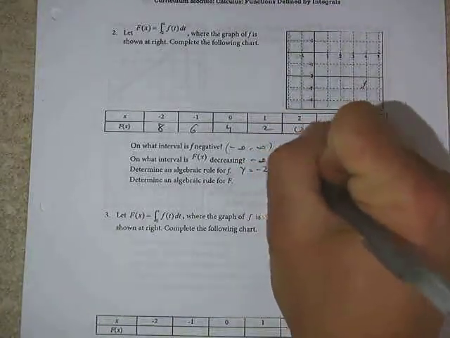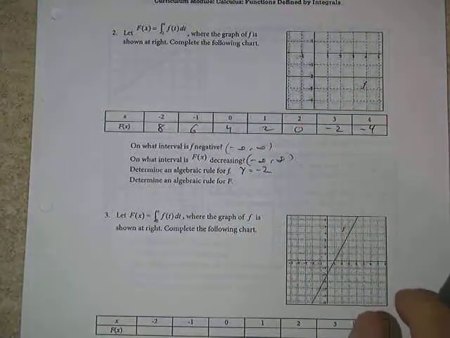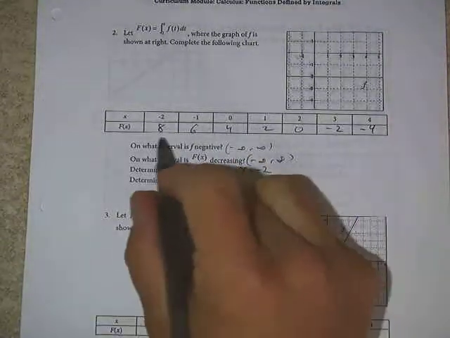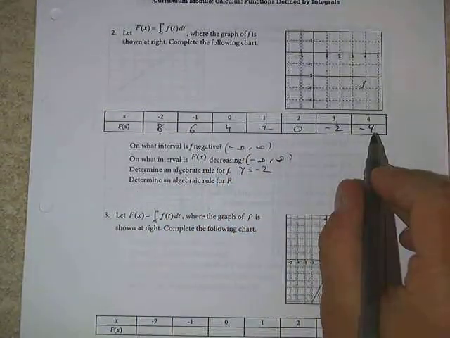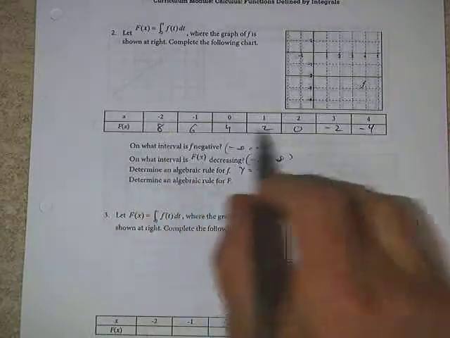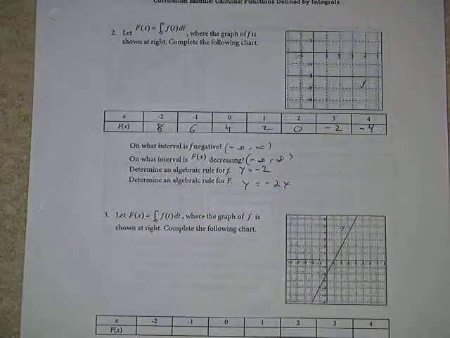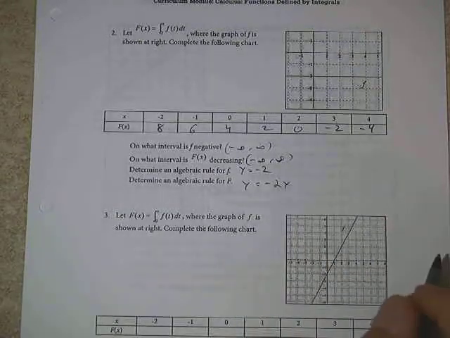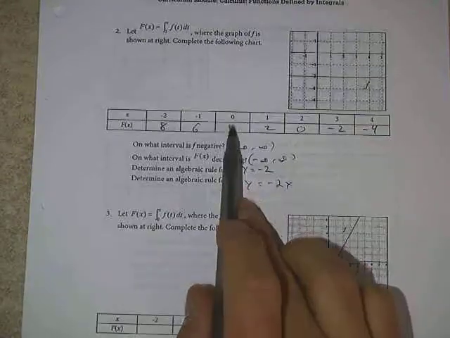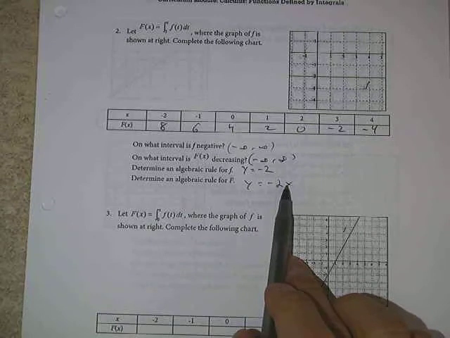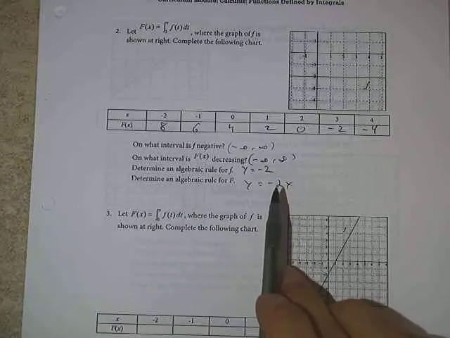All right. How about on what intervals is big F decreasing? Always. And an algebraic rule. Okay. We can see again that the points are linear. They're going down 2 each time, so that would lead us to believe that negative 2x is our slope. Okay. Does negative 2x itself work, though?